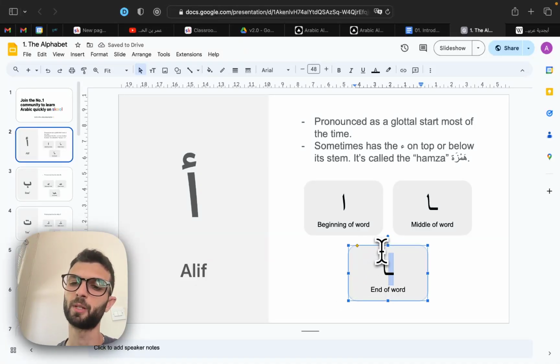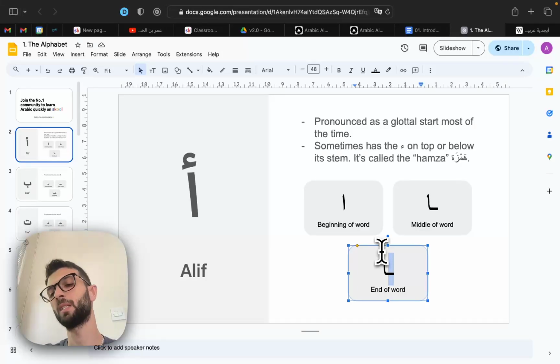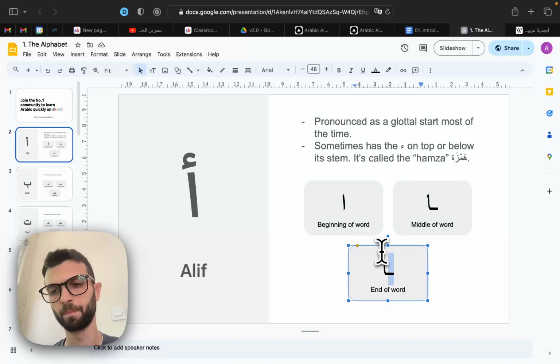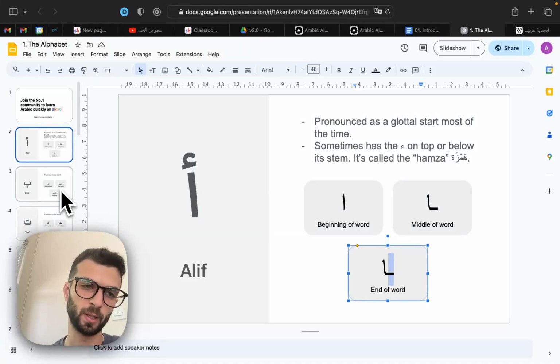And if it doesn't have a hamza, it usually has an elongated a sound based on what the previous letter is. So if the previous letter is an R, or in Arabic, Ra, and then an Alif comes after it, we say Raa. So it's elongated. Now let's get moving faster than this.